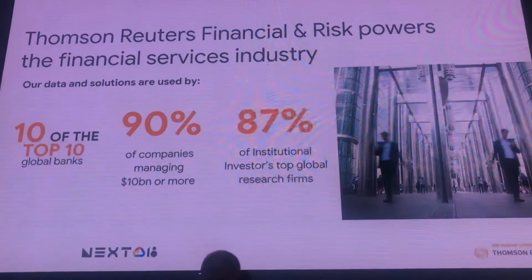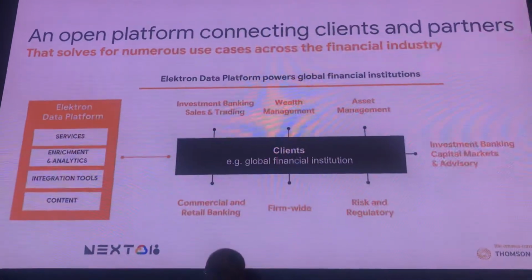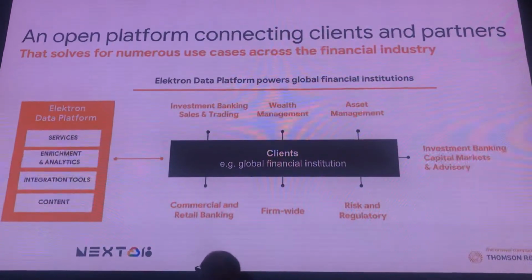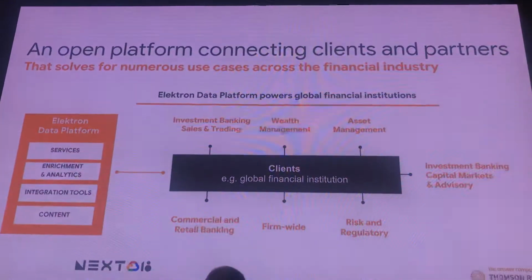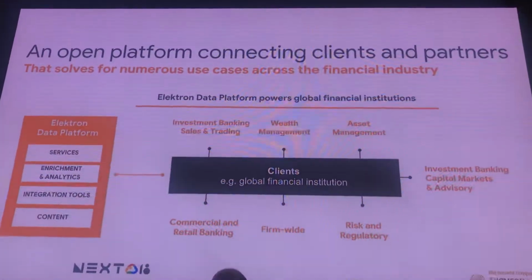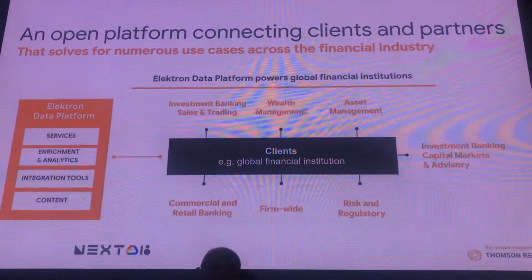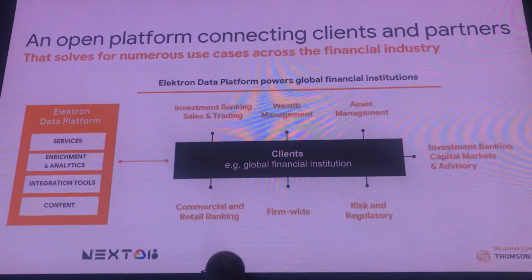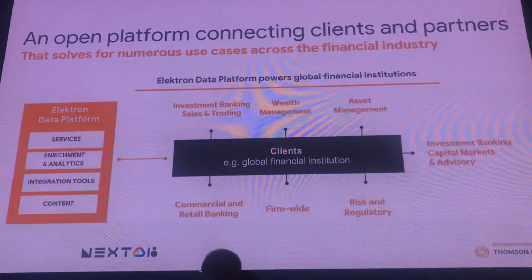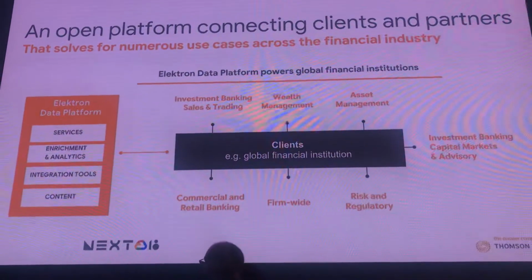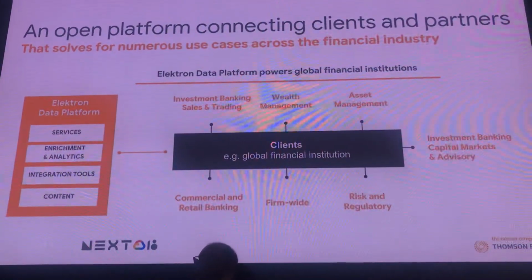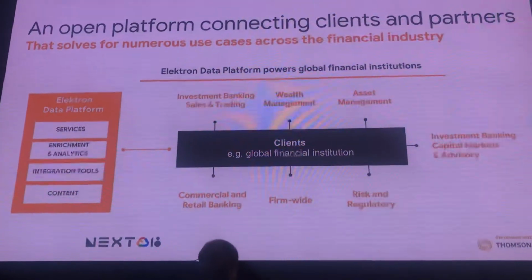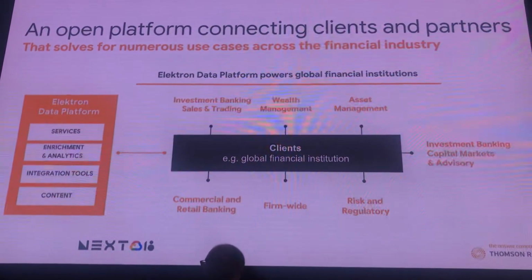Now let me give you some insight into where and how our data is actually used. Thomson Reuters is an open platform that's cloud enabled. It's branded as the Electron Data Platform, and basically what it does is it serves the major functions of an institutional firm around the globe. Let me highlight a few of those: investment banking, sales and trading, wealth management, commercial banking, retail banking, risk and regulatory, to name a few of them. Now, the Electron Data Platform itself is a set of services, analytics, integration tools, and then ultimately content. And content is really the foundation of the platform itself.